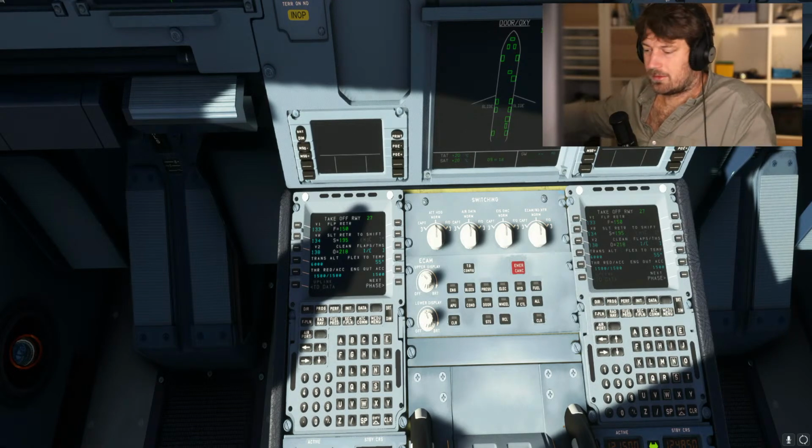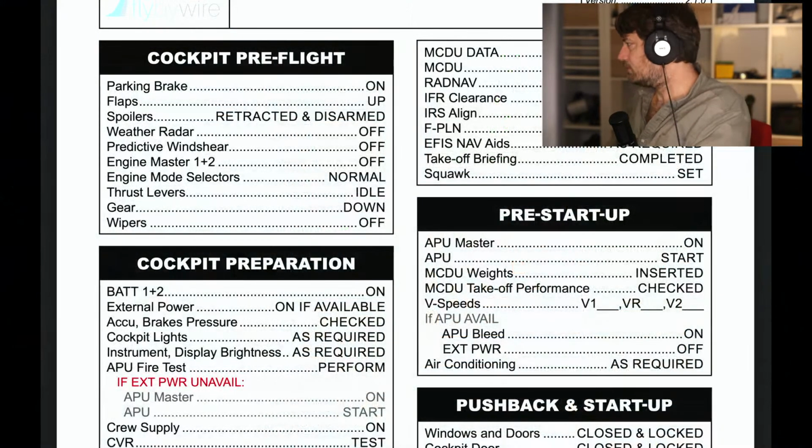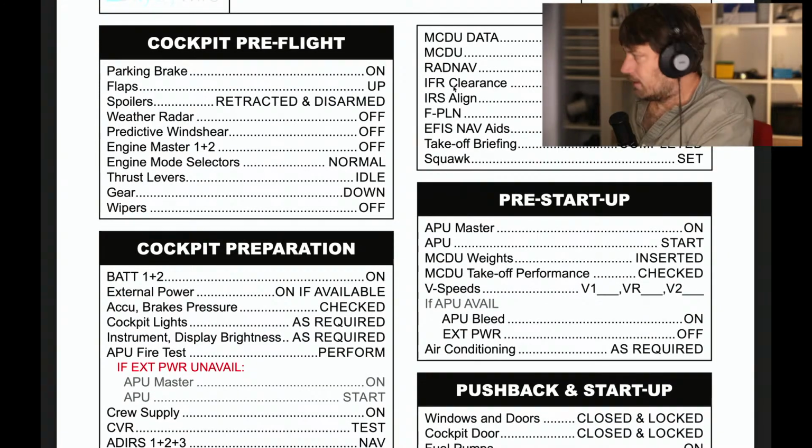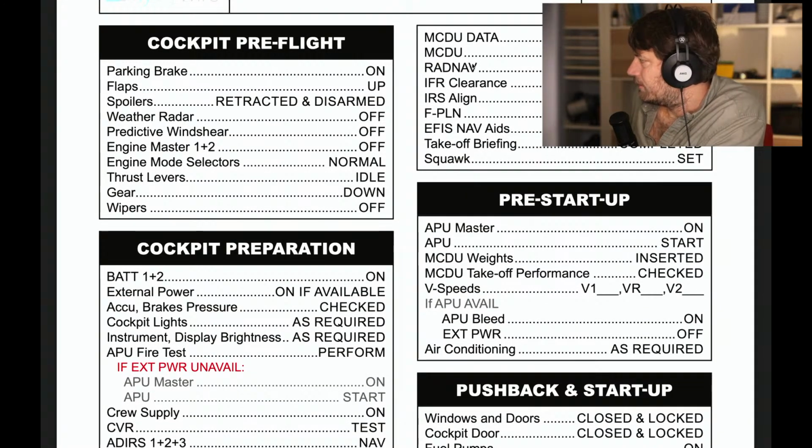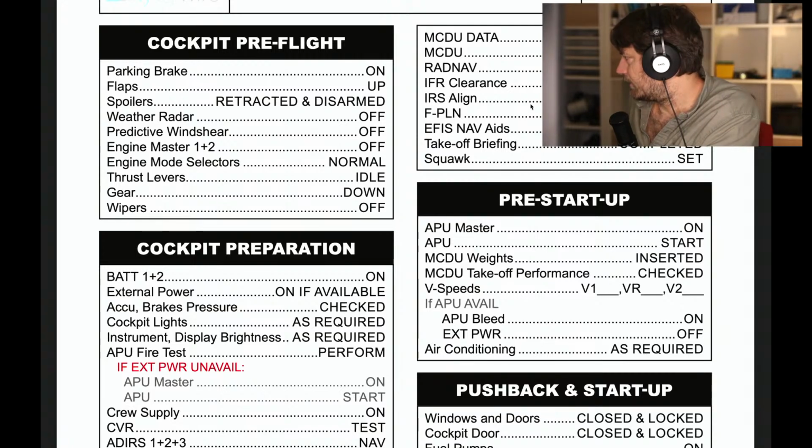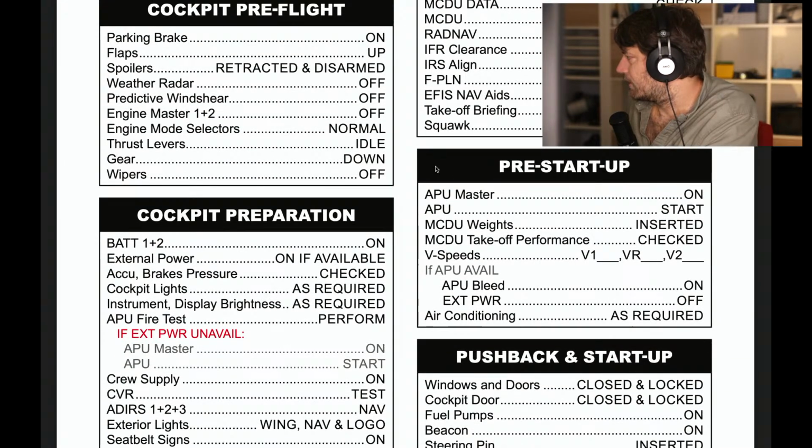Let's go back to the checklists. So MCDU data has been checked, MCDU is set up, the RADNAV is set up, IFR clearance, we have received it, IRS line is completed, and normally there's a message here saying IRS line in progress, and you will not have any displays here, so that's correct. Flight plan is checked. If needed, we'll also switch on our VORs so that they become visible on the navigation display. Takeoff briefing is completed. Squawk, imagine it's set. So that's a preparation checklist completed.